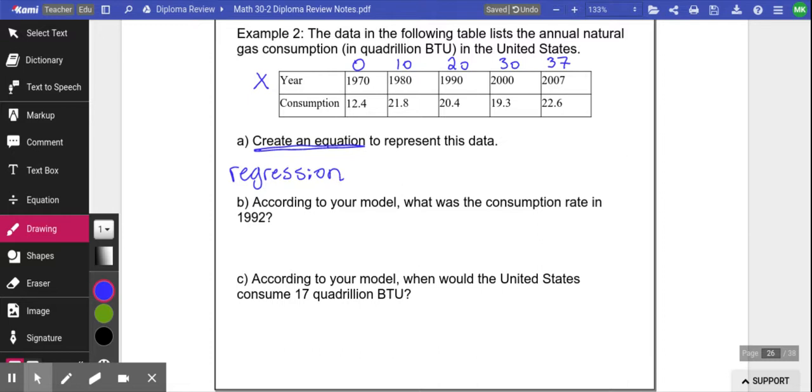Your Y values, you do put in however they have them. So I do understand that it said that the consumption was in quadrillion BTUs. You do not want to convert those to quadrillions. Put them in the way you see them. So it's going to be 12.4, 21.8, 20.4, 19.3, 22.6. You should now have everything in L1, everything in L2.